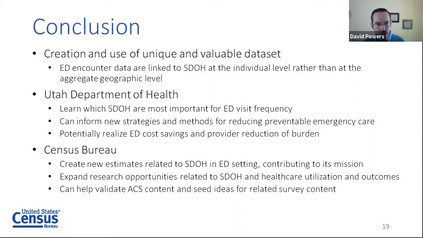So in conclusion, this project involved the creation and use of a unique and valuable data set. We have emergency department encounter data linked to social determinants of health at the individual level, rather than what we typically see, which is a lot of times at the aggregate or geographic level. For Utah Department of Health, they learn which social determinants are most important for emergency department visit frequency. This can inform new strategies and methods for reducing preventable emergency care, and potentially could allow for realizing emergency department cost savings and reduction of provider burden.